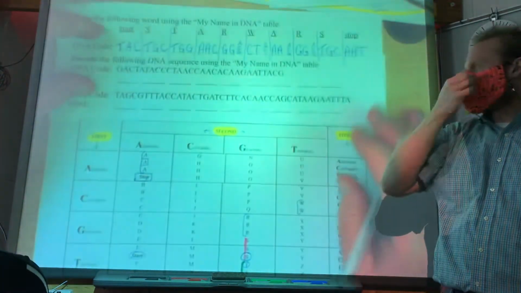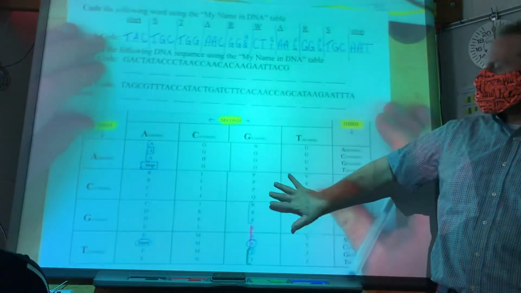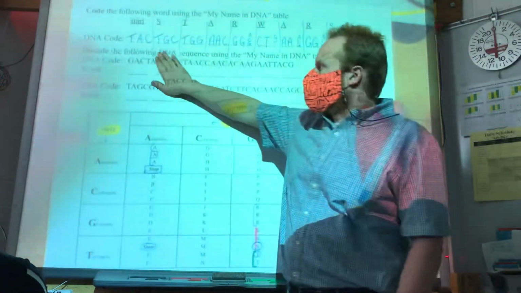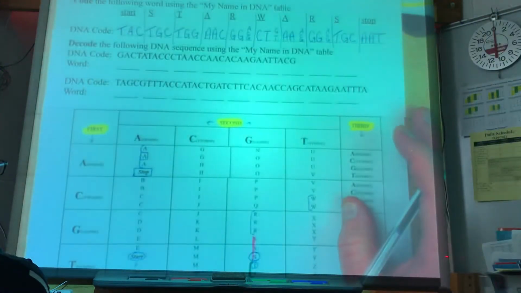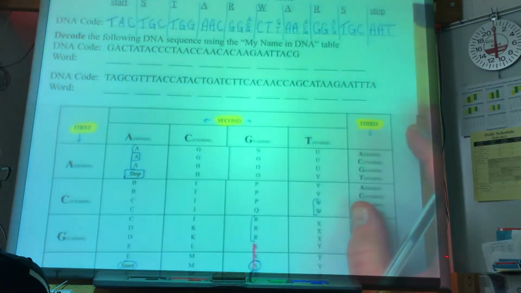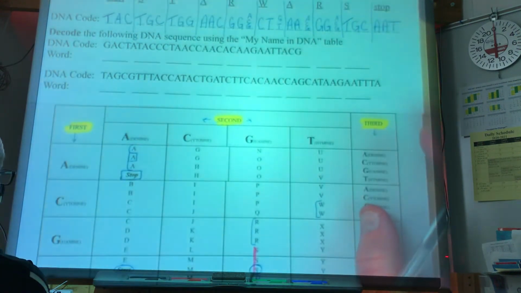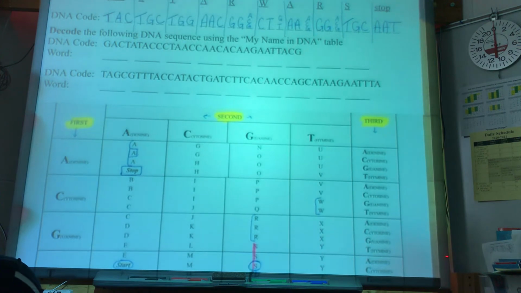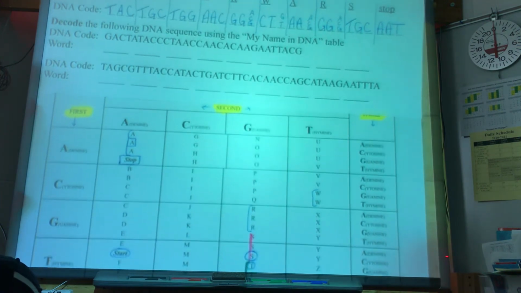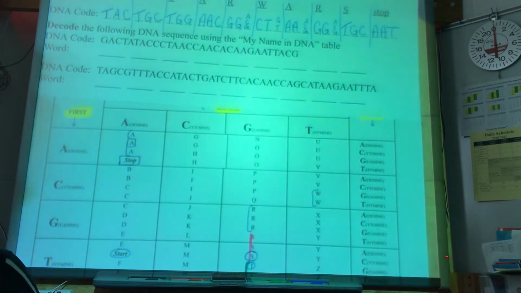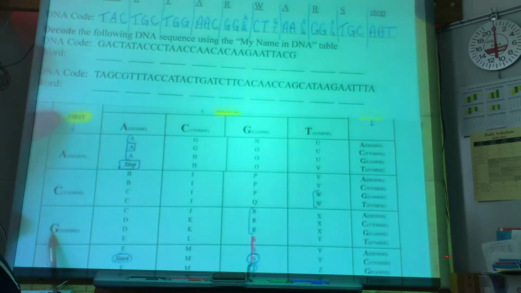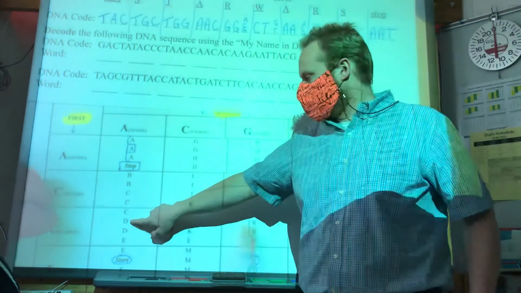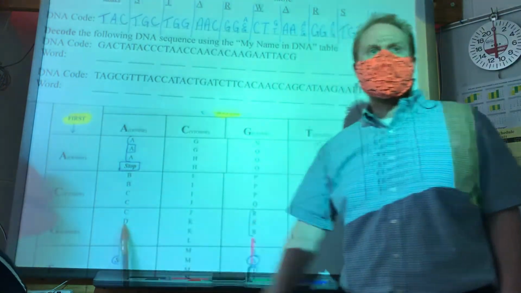Now, this is going to write some word. We're going to use the same table. What does GAC code for? Before you write anything down, don't write anything down yet. What does GAC code for? What letter does GAC code for? G, A, C codes for the letter D.